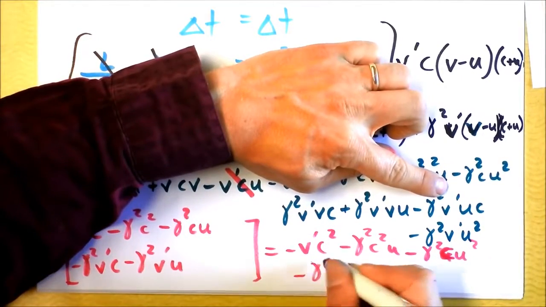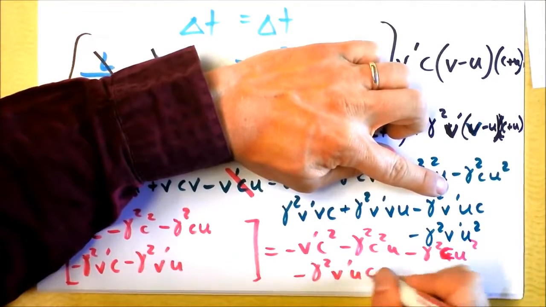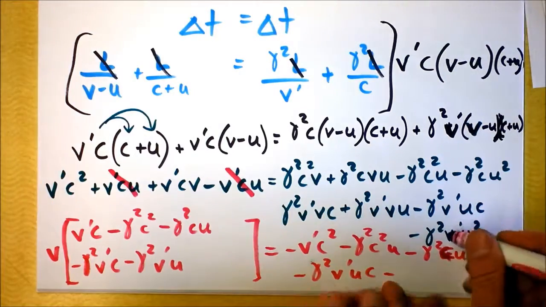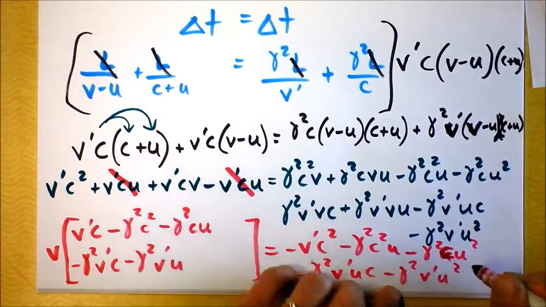We're going to have minus gamma, oh, it's still negative, right? So there's minus gamma v prime, and you got your u, and you got your c as well. Wow, is algebra fun. This one also stays over here, this last term, minus gamma squared times v prime times u squared.